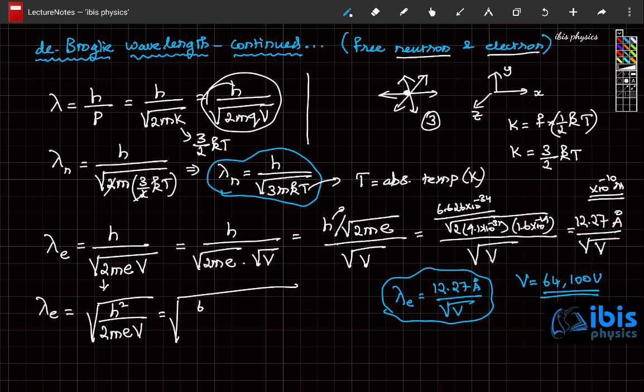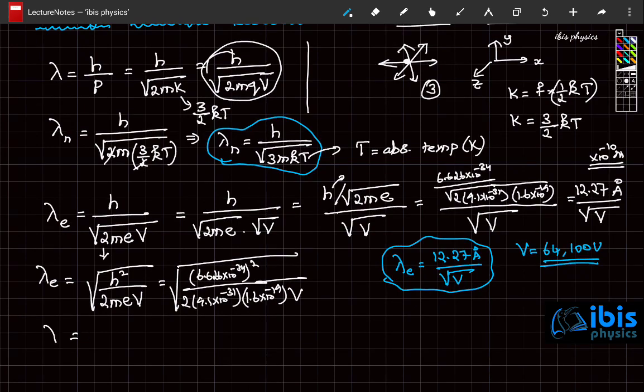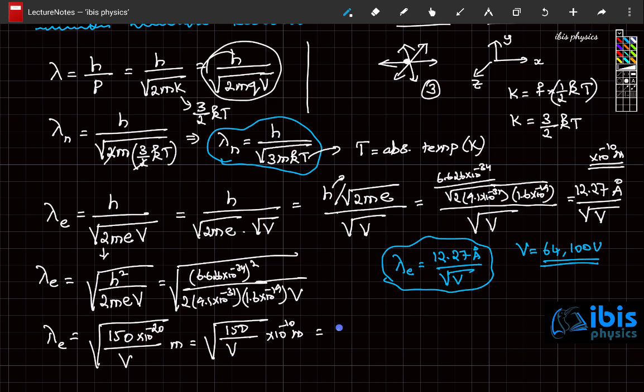Now if you substitute all the values, 6.626 into 10 power minus 34 whole square, divided by 2 into mass of the electron 9.1 into 10 power minus 31 and charge of the electron 1.6 into 10 power minus 19 into V, and calculate all of it, you will get lambda of the electron equal to whole square root of 150 into 10 power minus 20 divided by V meter. When you take that square root out, it is square root of 150 by V into 10 power minus 10 meter, and 10 power minus 10 meter is angstrom.